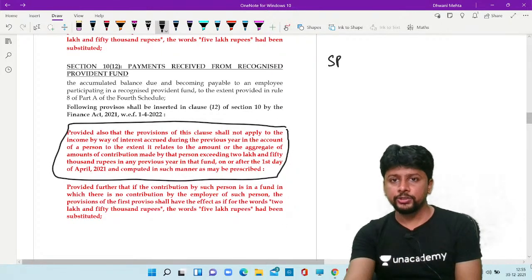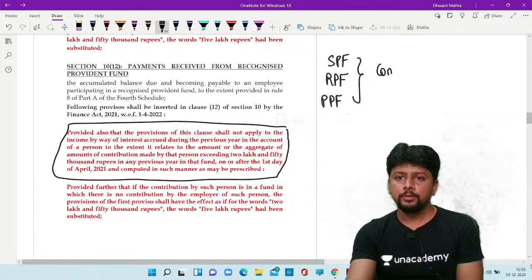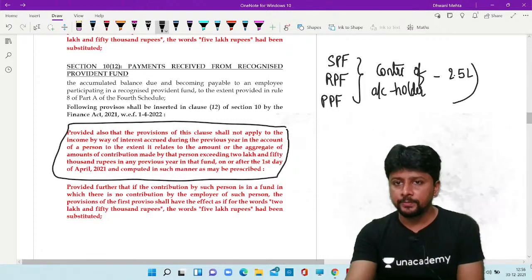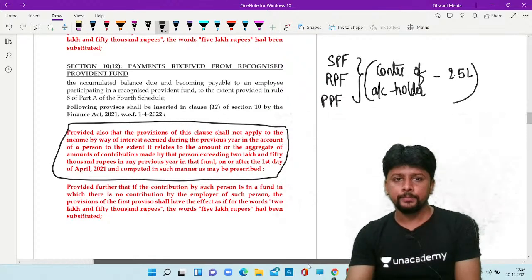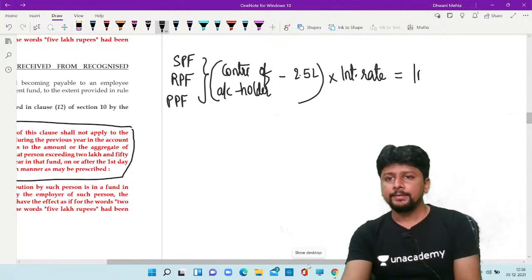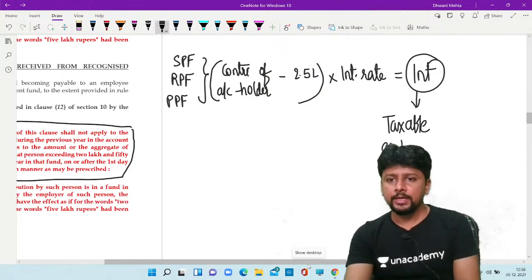which means all three provident funds, statutory, recognized, and public provident fund, contribution of the account holder in excess of 2.5 lakhs, and on this contribution, whatever is the interest calculated, this interest will be chargeable to tax. The head of income for this has to be income from other sources.